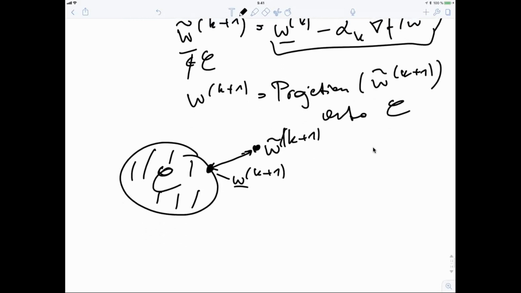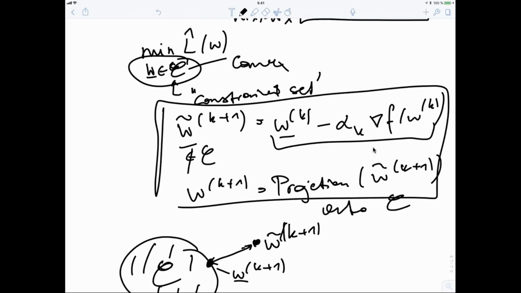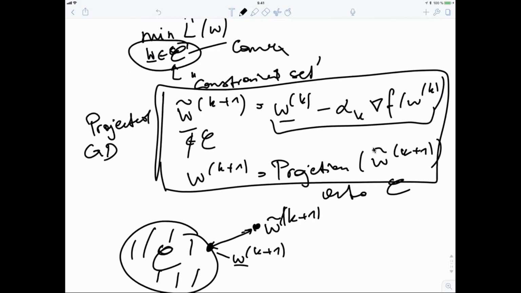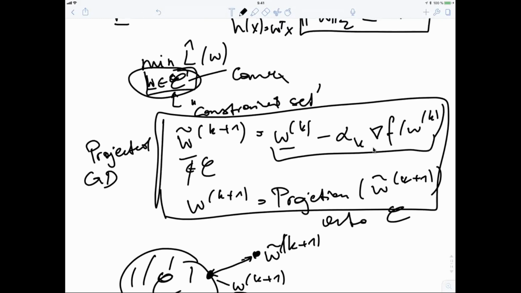Okay, so this here is then called projected gradient descent. Projected gradient descent is the extension of basic gradient descent to cope with constraints on the parameter vector.